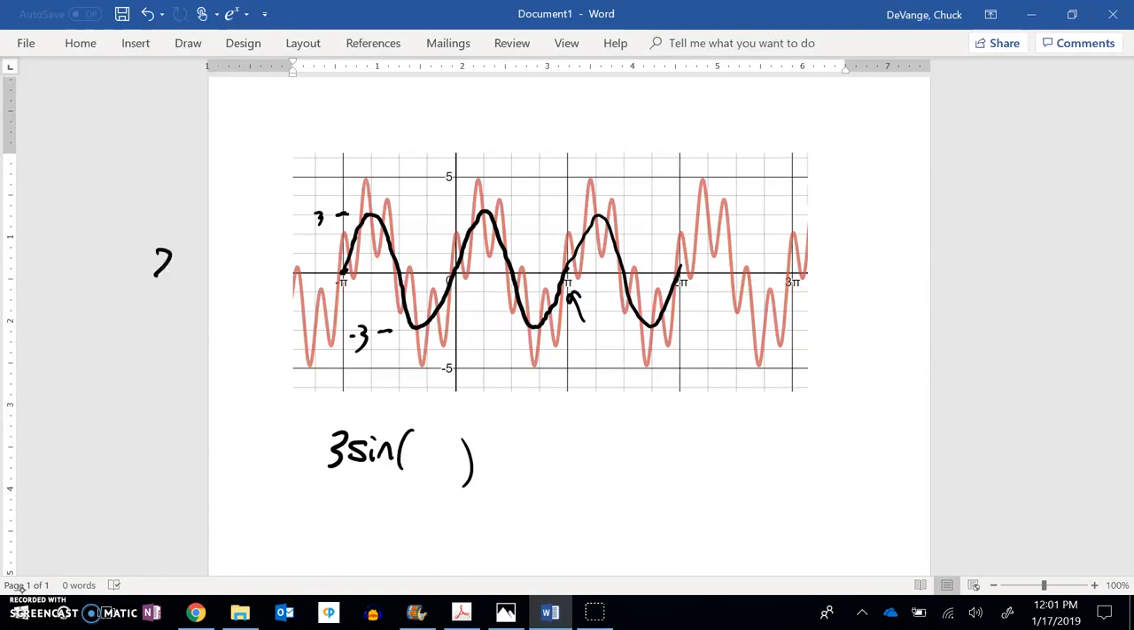So if I want to know that multiplier, I can go 2 pi divided by when it starts to repeat itself, which is just 2. So this looks like a 3 sine 2x. Great. And then it's going to be plus something.